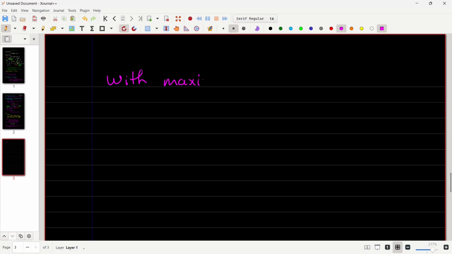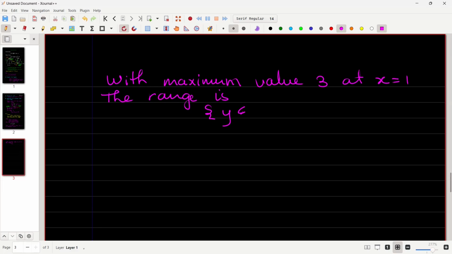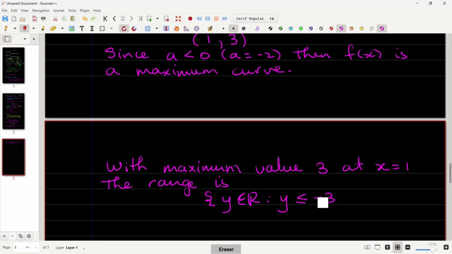And now that I identified a maximum curve, the maximum value is 3 at x equal 1. The range is all the y values that are members of the set of real numbers such that y is less than or equal to -3. Let me just make sure that value. Sorry, not -3, less than or equal to 3, right? So it's a set of y that belongs to the real numbers such that y is less than or equal to 3, all right?